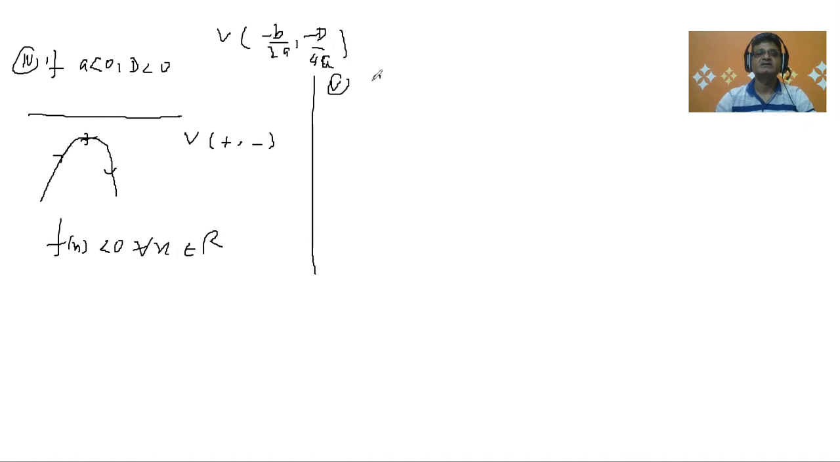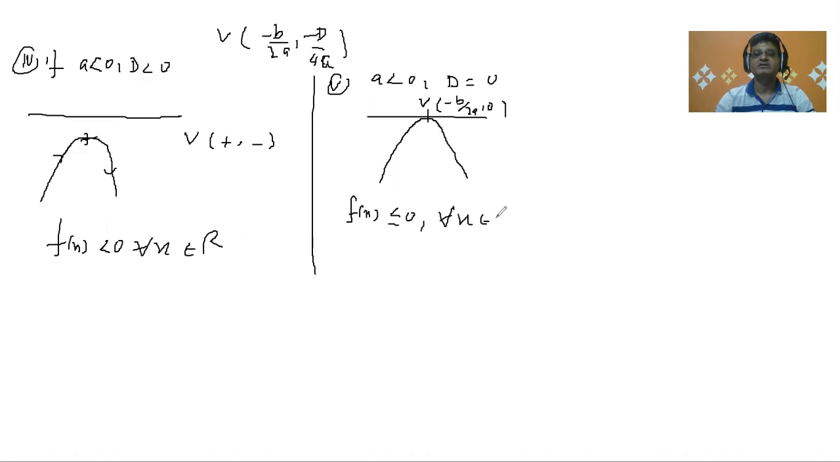Now in the fifth case, if a is less than 0 and d is equal to 0, we can see that it is like this because in the vertex one component d is 0, so it will be simply minus b upon 2a comma 0. So we can see that fx is less than or equal to 0 for all values belonging to R.